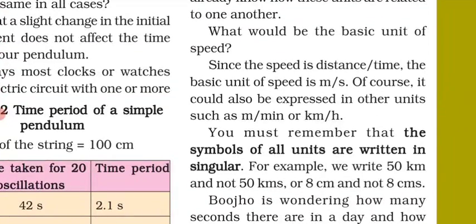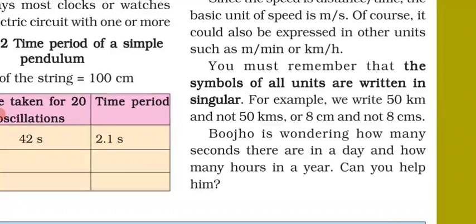Now, since speed is distance upon time, the basic unit of speed is meter per second. That means m by s. And of course, we can express it in other or higher units also. That means meter per minute or kilometer per hour.